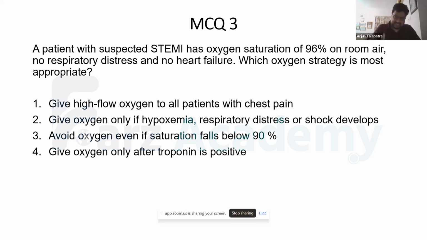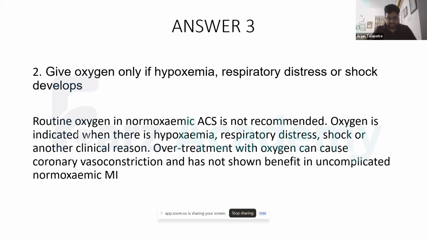So that's why in ACS, only if you have hypoxemia, so your European society typically talks of a saturation less than 92%, some textbooks say less than 90%, or if you have respiratory distress or heart failure. These are the only indications in which you give them oxygen. Otherwise, you are going to do more harm than good, right? So these are the definite indications for giving oxygen in ACS. And overtreatment obviously has not shown any benefit. In fact, it causes harm.